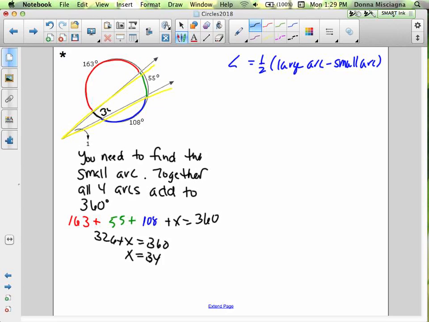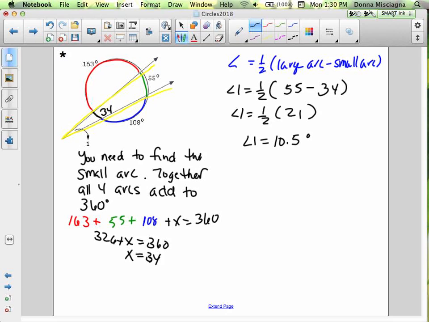All right, so we now can find angle 1 here. Same formula. It doesn't matter whether it's two secants, two tangents, or a secant and a tangent. If the angle's outside the circle, it's 1/2 large arc minus small arc. And the large arc is always further away from the angle. So the large arc is the 55. The small arc is the 34. The one with the larger number is going to be the larger arc, of course. And this is a really easy one. Angle 1 equals 1/2 times 55 minus 34, which is 21. And half of 21 is 10.5 degrees, the measure of that one.